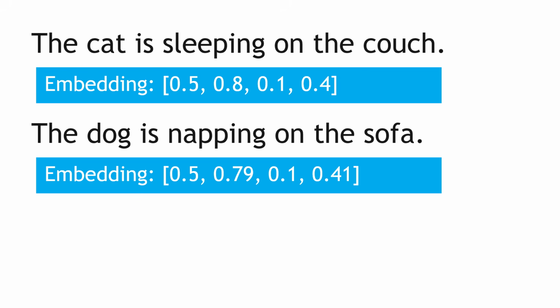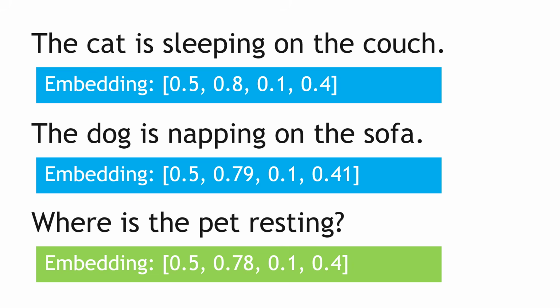And you'll notice that the vectors, the numbers here, are very similar because the 2 sentences almost have the same meaning. Even though cat and dog and couch and sofa are different words, the embedding captures the idea that these sentences are about an animal resting on furniture. So if we asked a question like, where is the pet resting? The embedding for the question might look something like this. And when we're trying to get an answer to that question, we'll compare the stored embeddings, realize that both sentences are very relevant, and retrieve them as answers.